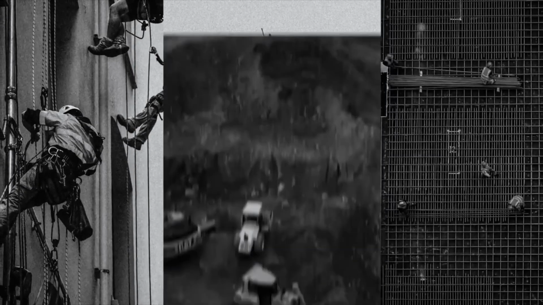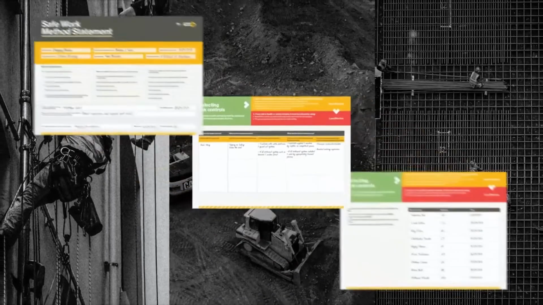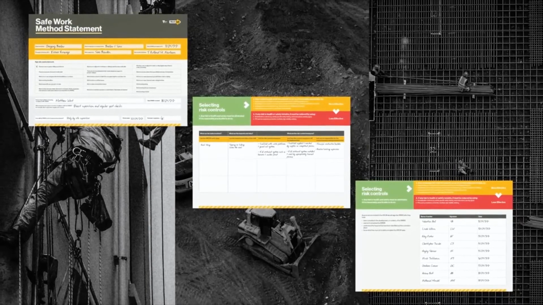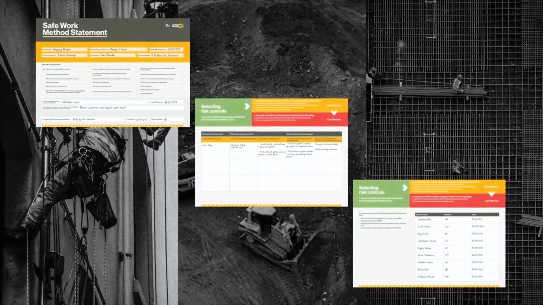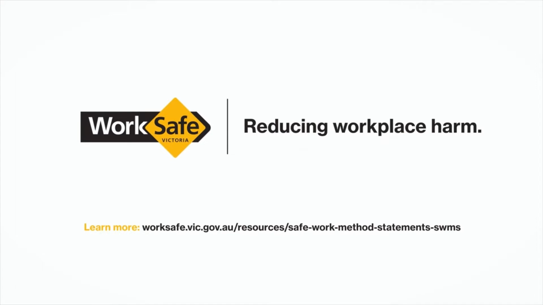Completing a SWMS before commencing high-risk construction work is not just a legal obligation. It also allows your team to think about the tasks, understand the risks, and approach them as safely as possible. And that leads to safer workplaces all across Victoria.